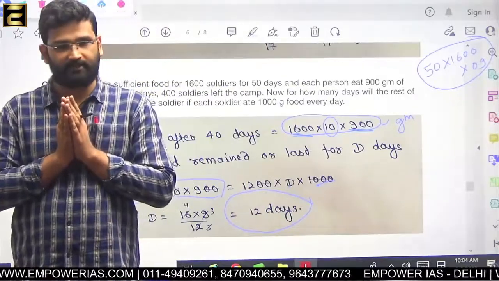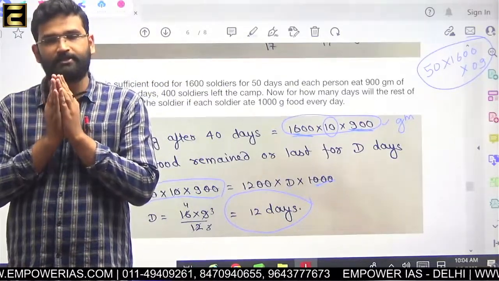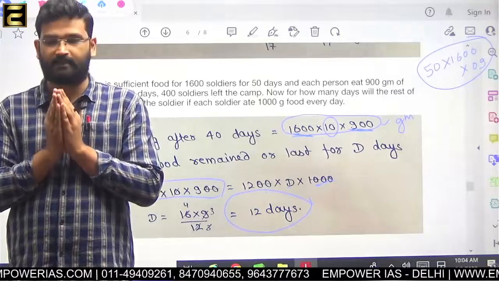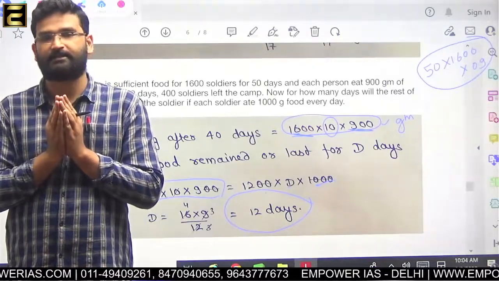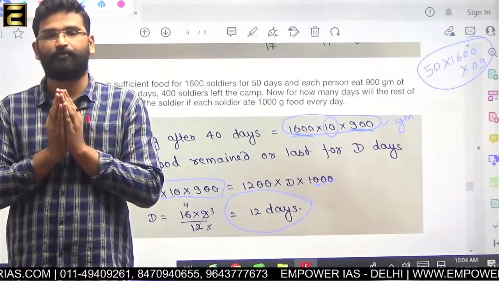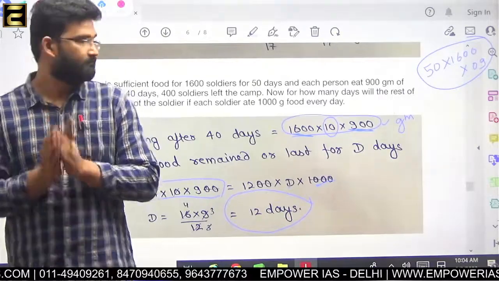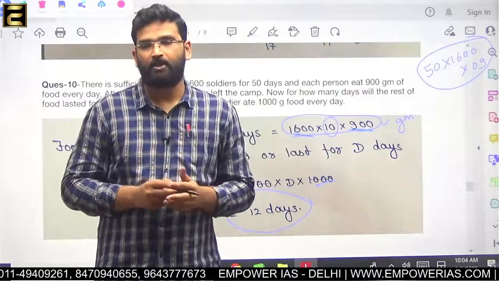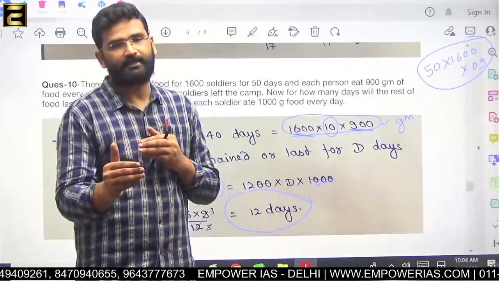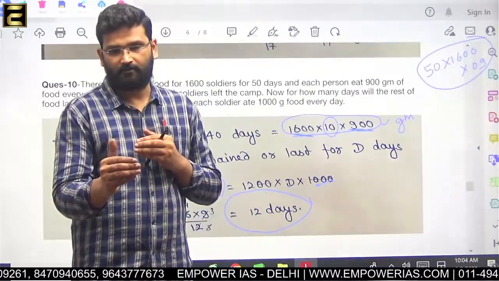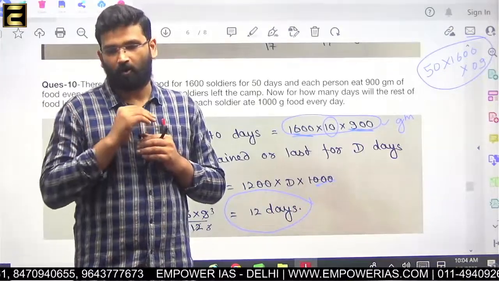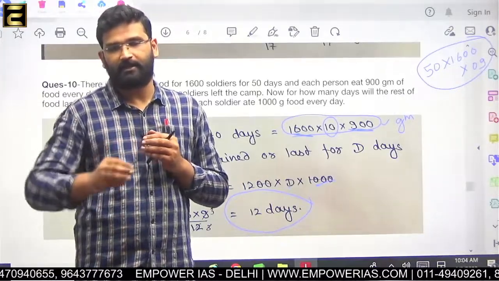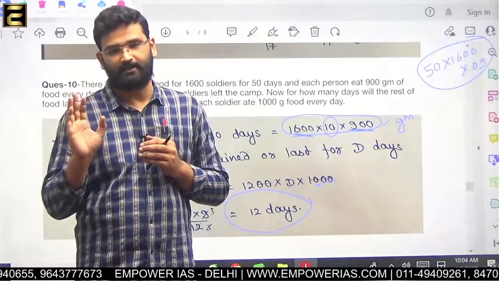1600 soldiers will be there. When each soldier is going to consume 900 grams, then in that circumstance we have accumulated food for 50 days. 50 into 1600 into 0.9. Okay, so for the first 40 days everything is well, all 1600 soldiers were present and each soldier is consuming only 900 grams.